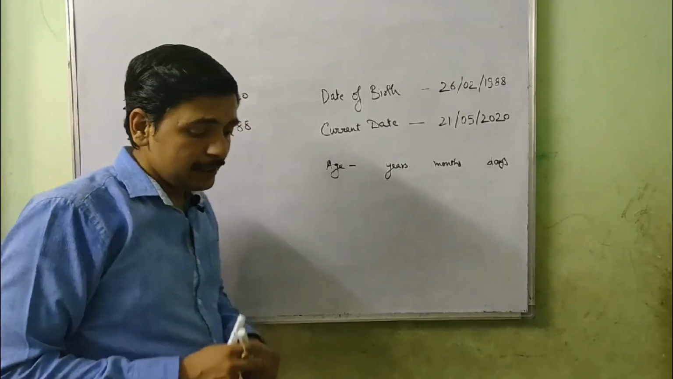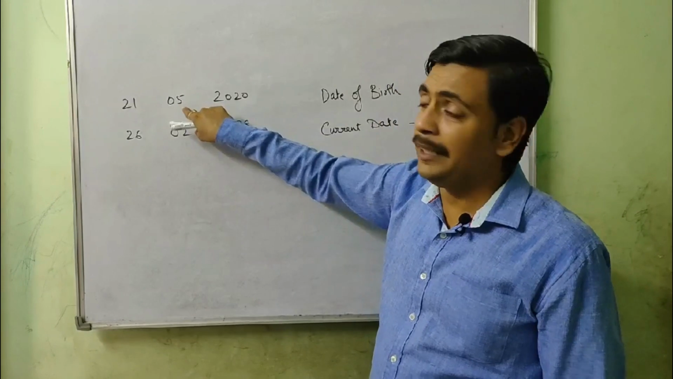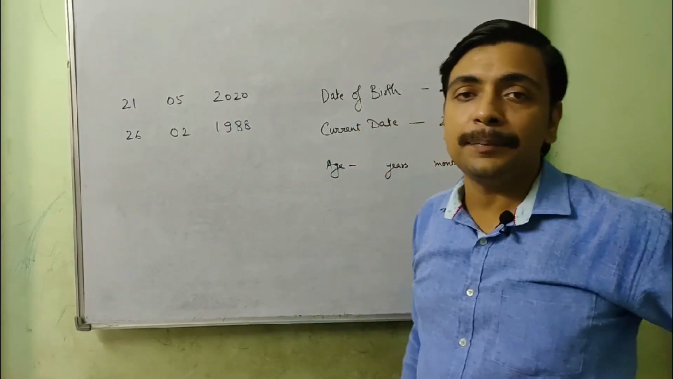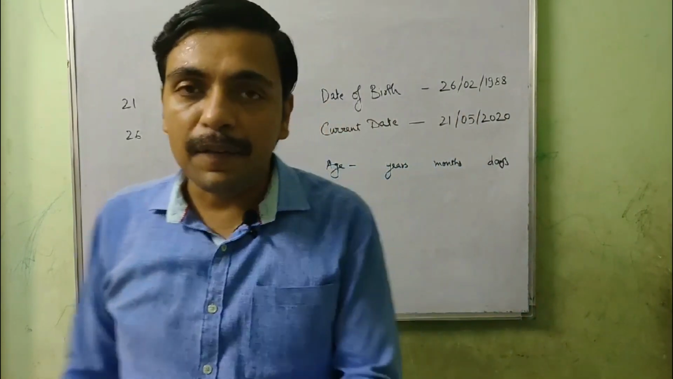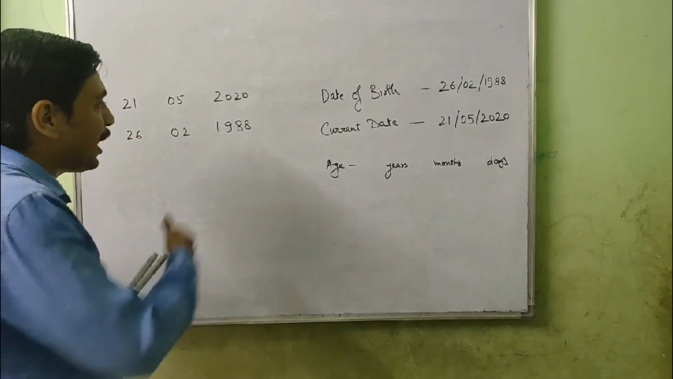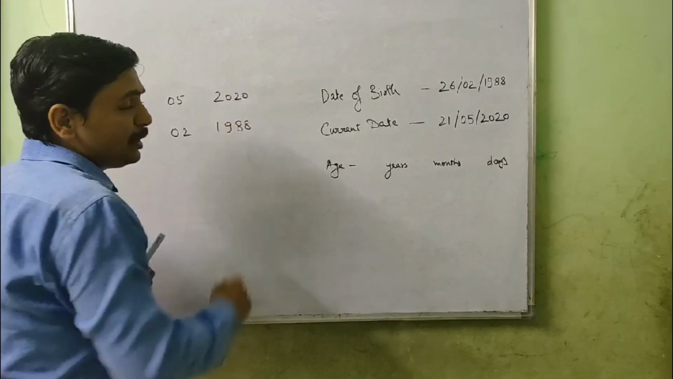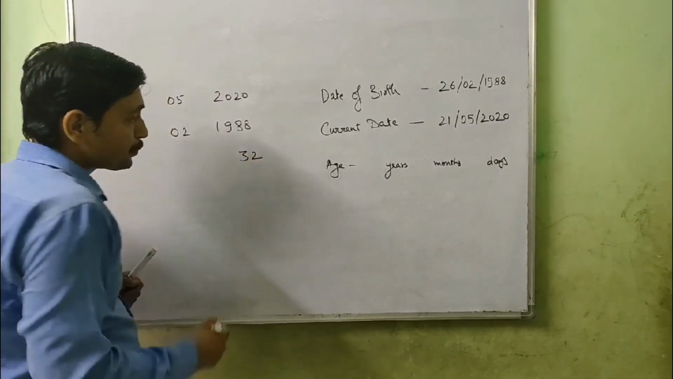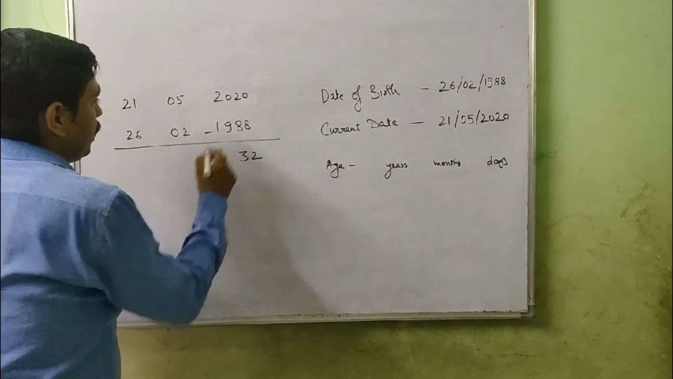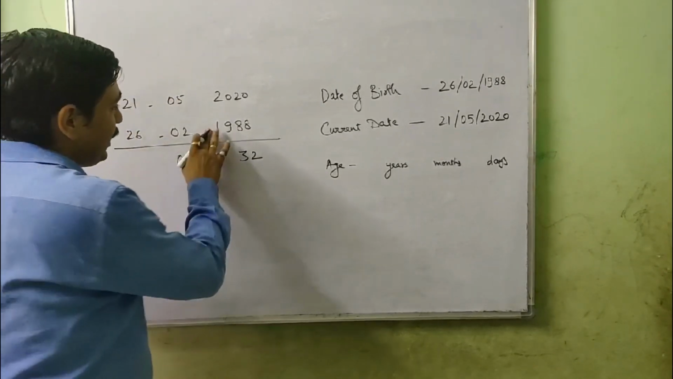But before doing that, you should be sure that your current month should be greater than your birth month. If the current month is not greater than your birth month, then what you have to do? Okay, we will discuss that later. But let's suppose if it is true, if the current month is greater than birth month, you will simply subtract year. So that will become how much? 1988 and 2020, I think 32, yes, 32. Now 5 minus 2 will be 3, and 21 minus 26. See, here also you have to make sure.